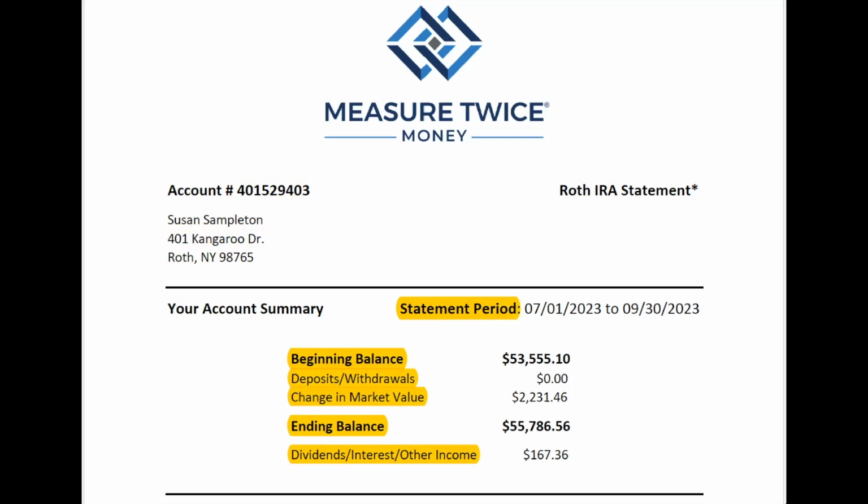In this account, no contributions, transfers, withdrawals, or distributions were made over the period, and the account value increased by about 4% due to market performance and dividend and interest income distributions from the funds.